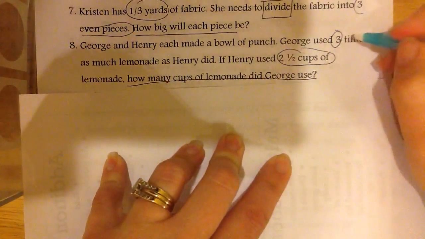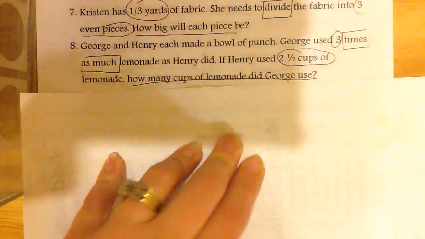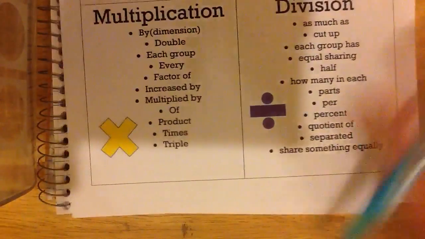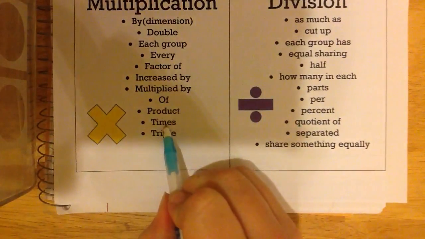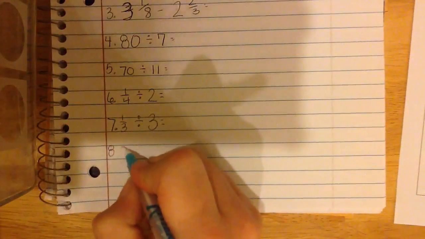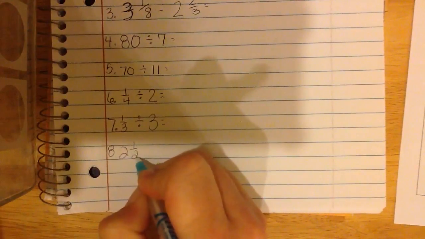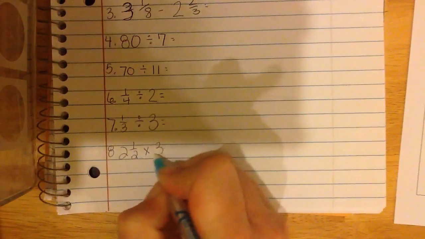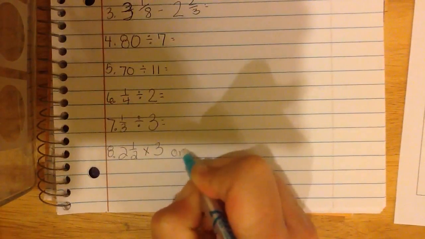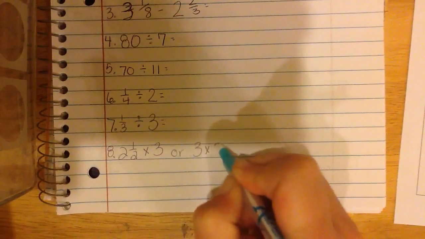Okay, your action word should have been times as much. Let's see if that's written on our list over here for multiplication. Times, right here. That was our clue. So we should have written 2½ times 3. Or you could have written 3 times 2½.